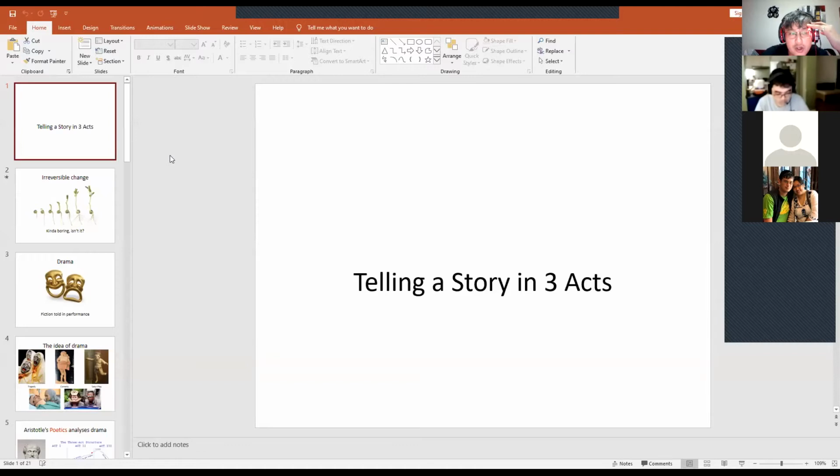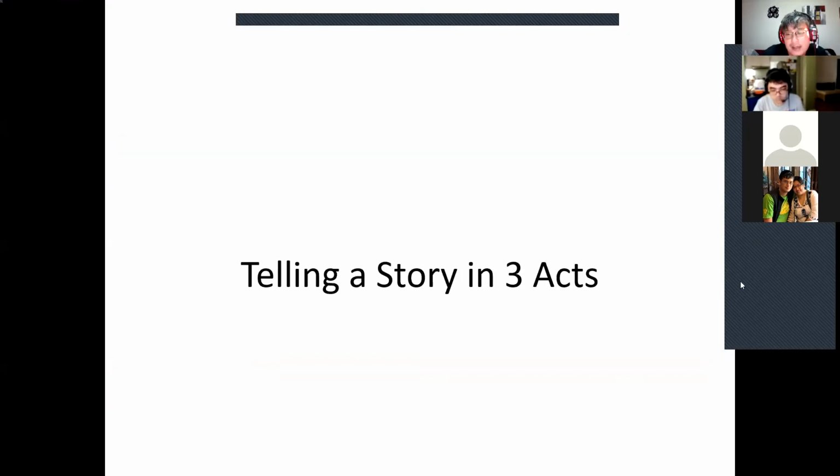The first lecture talked about how to create an interesting character using the character diamond, which was about assigning your character four traits that are in opposition with each other to create an interesting character. So now we're going to look at specifically how to tell a story in three acts.